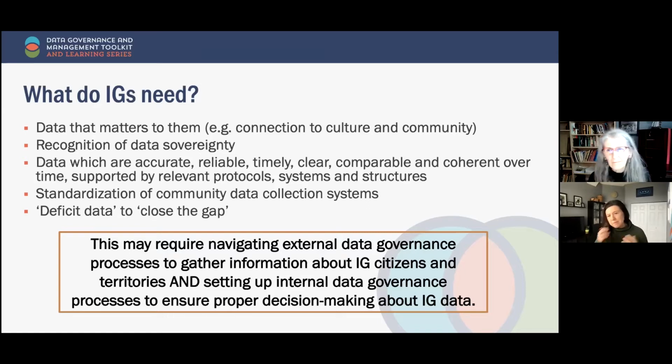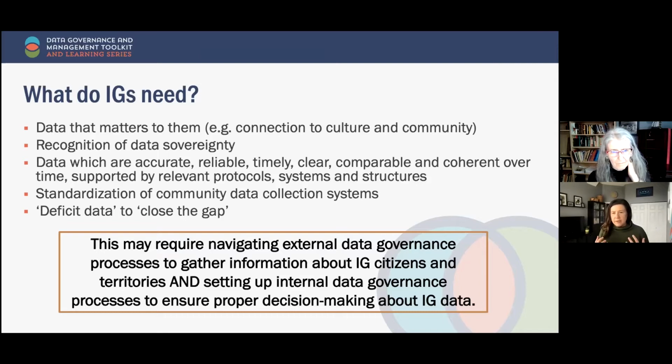But ultimately, what do the IGs need? I'm going to talk about that and what that would look like from a data governance function perspective. And then with that in our minds, we'll start turning to how you go about building this externally and internally. So what do we want?